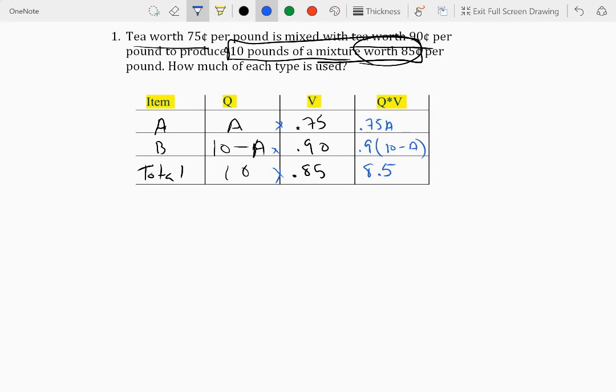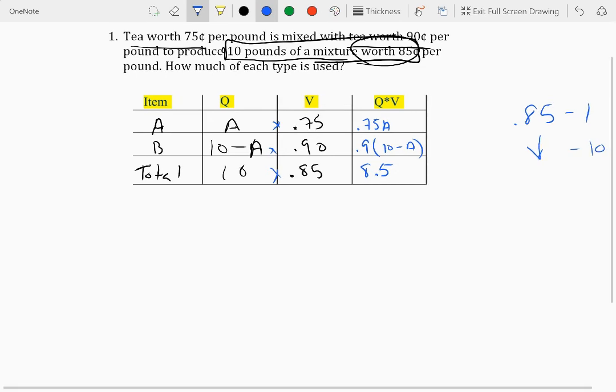Sorry, that's not 8.5 cents. That's $8.50 because if I have 85 cents for every 1 pound, you add that 10 times, right? You go all the way down to 10 pounds, you're going to get $8.50. So if Mr. Wayne went in there and actually bought the entire 10 pounds of mixture worth 85 cents per pound, I'm going to have to pay them $8.50. Okay, sorry about that.